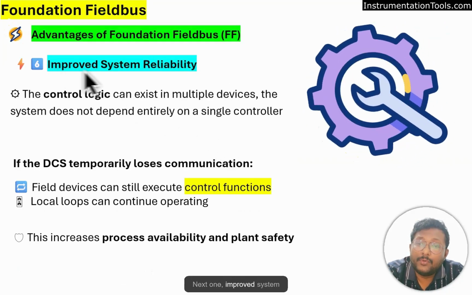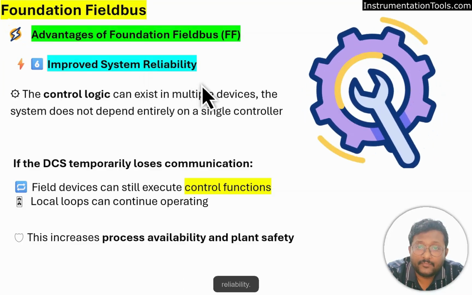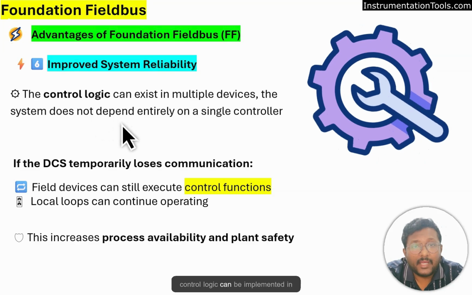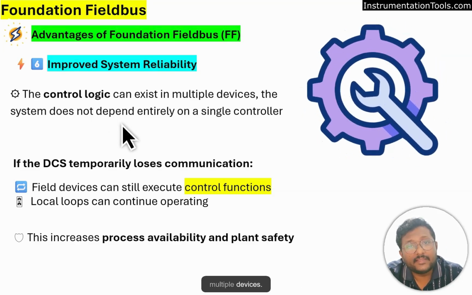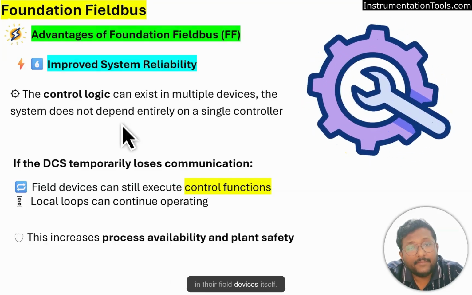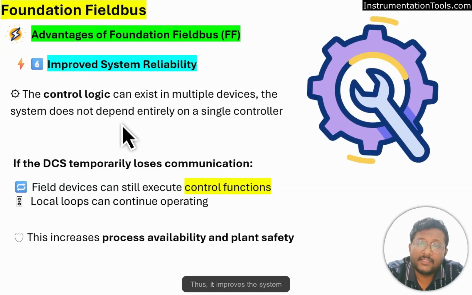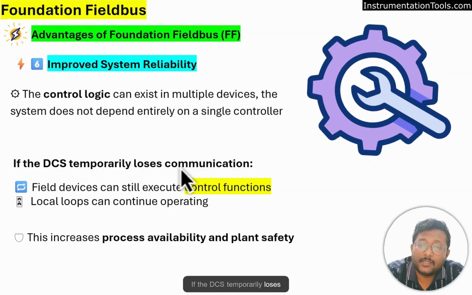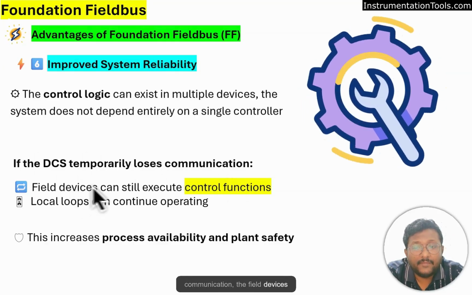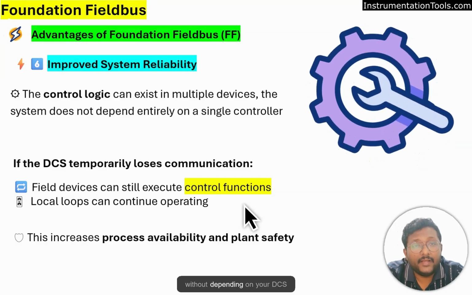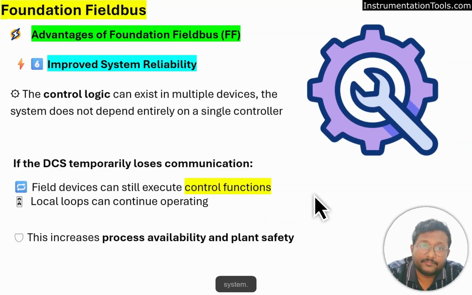Next one, improved system reliability. We already discussed that the control logic can be implemented in multiple devices. We can implement this control logic in your field devices itself. Thus, it improves the system reliability. If the DCS temporarily loses communication, the field devices can execute the control functions without depending on your DCS system.